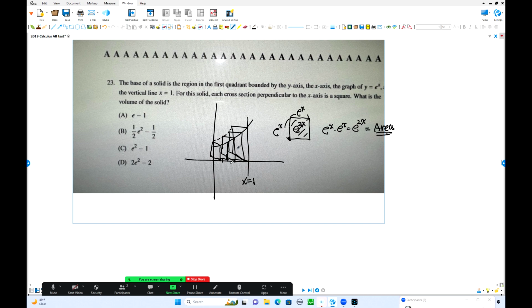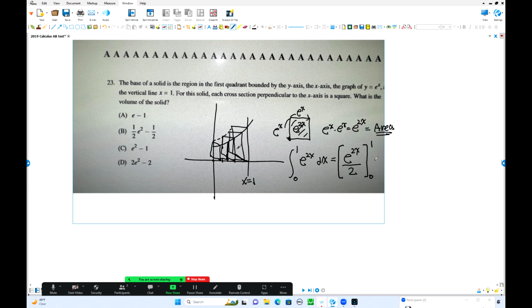We take the area of this one from 0 to 1, right? Integral from 0 to 1, that's the volume, of e to the 2x dx. What is the antiderivative of e to the 2x? Still e to the 2x but divided by 2, because of the chain rule, we multiply by 2, but going back we divide by 2.